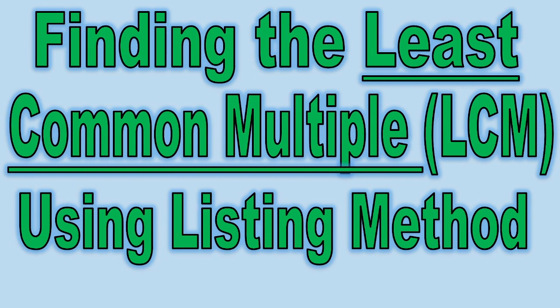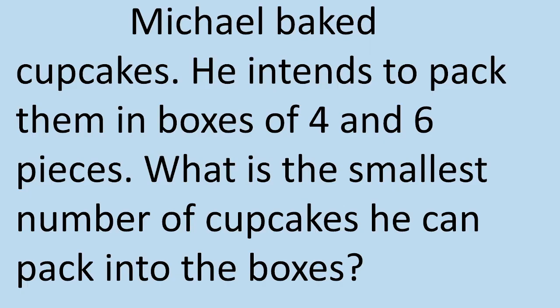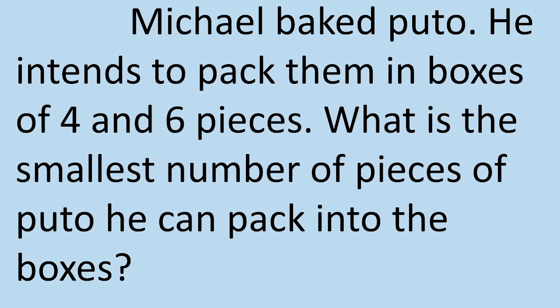Today, you are going to learn about finding the least common multiple or LCM using the listing method. I have here a word problem. Michael baked putu. He intends to pack them in boxes of 4 and 6 pieces. What is the smallest number of pieces of putu he can pack into the boxes? To solve the problem, you need to find the least common multiple or LCM of 4 and 6.